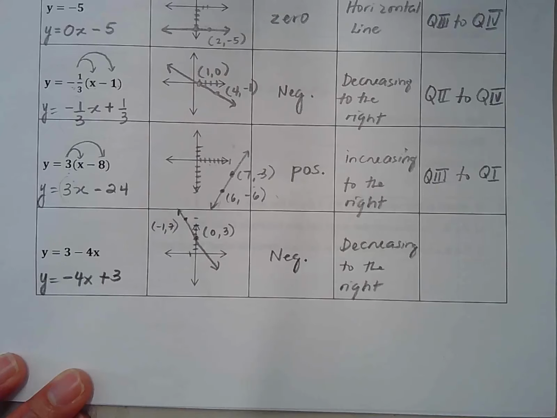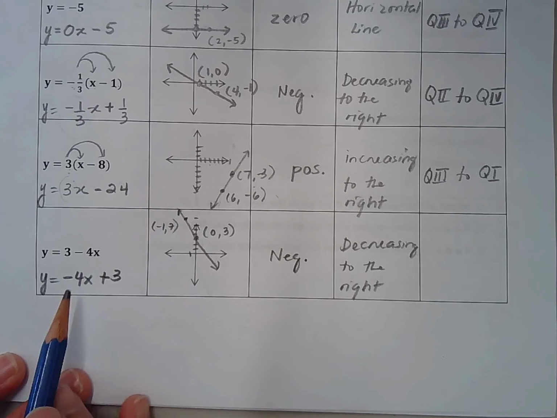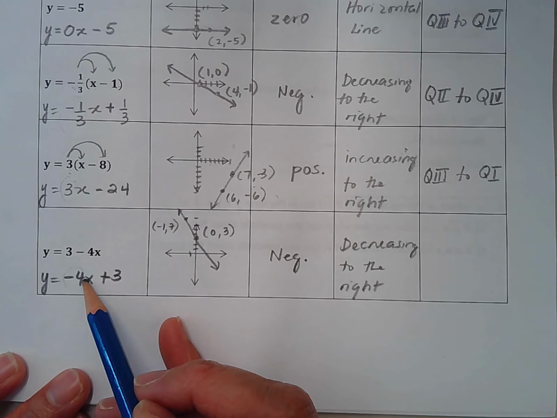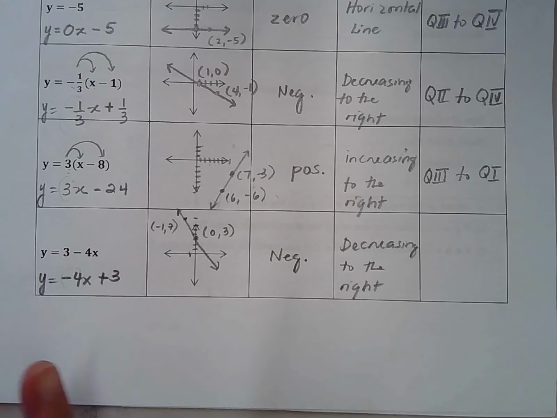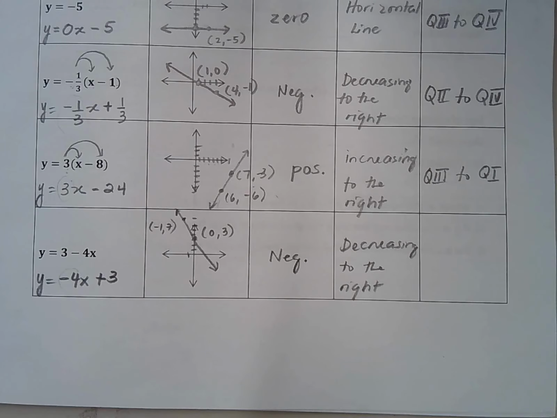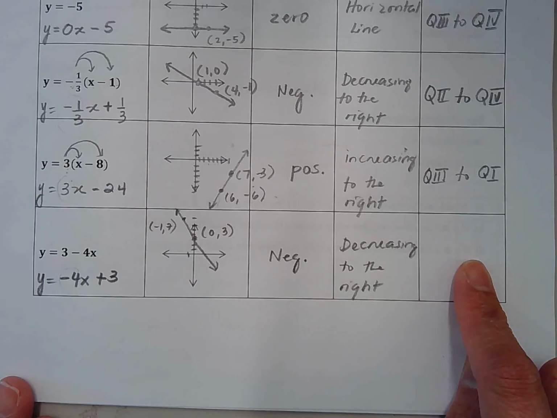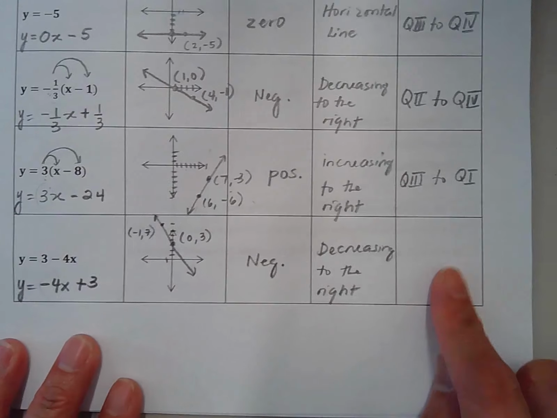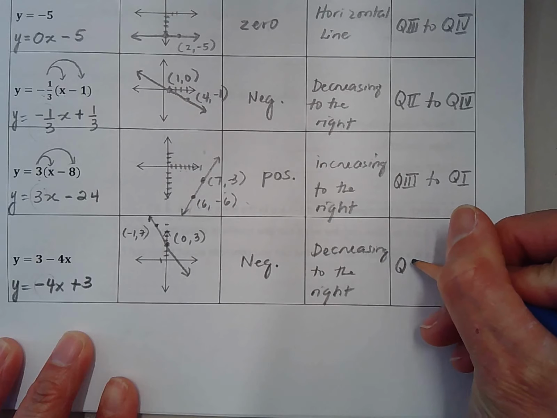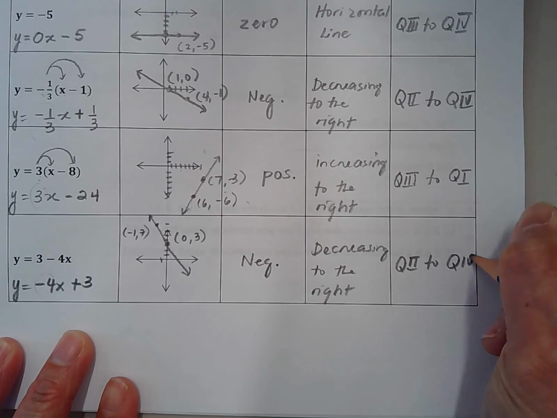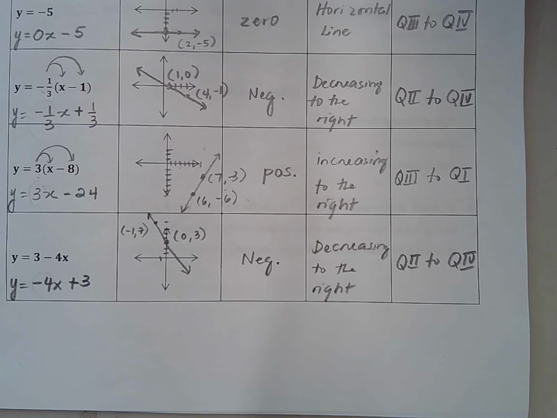Hold on for a second. I just rearranged it so that it's clear that the leading coefficient is -4. So x doesn't always have to be first, at the front. That makes more sense. And what's the final end behavior here? Quadrants 2 and 4. Quadrant 2 to quadrant 4. So left to right. Okay.